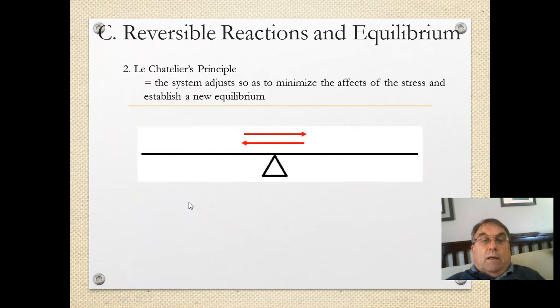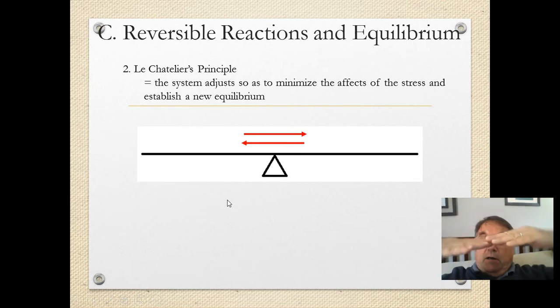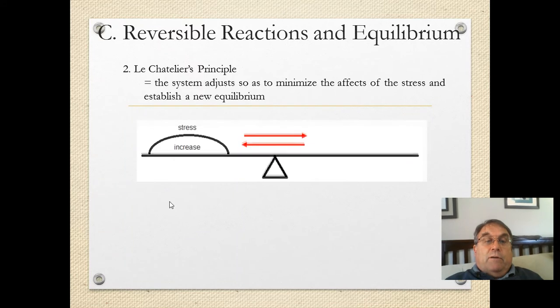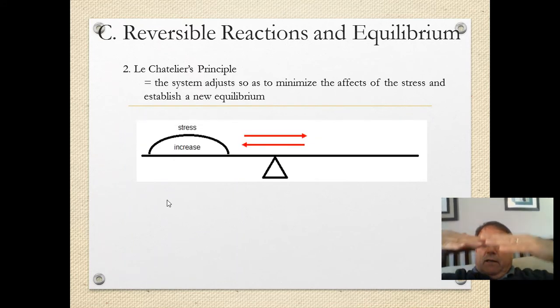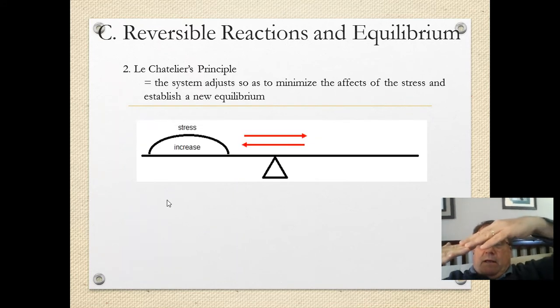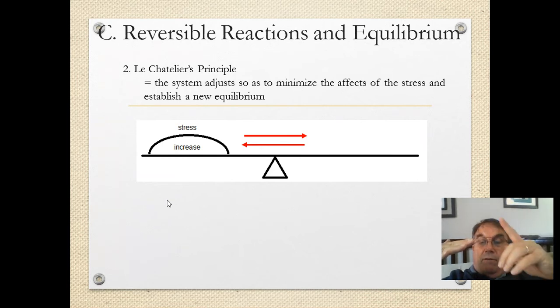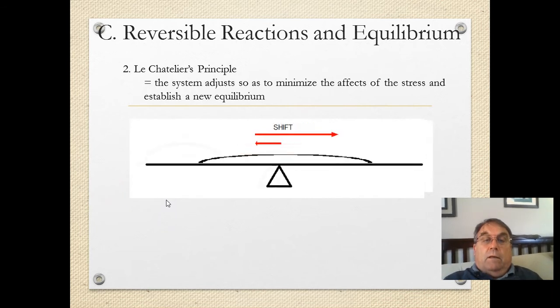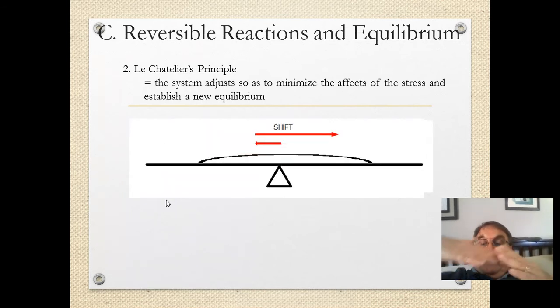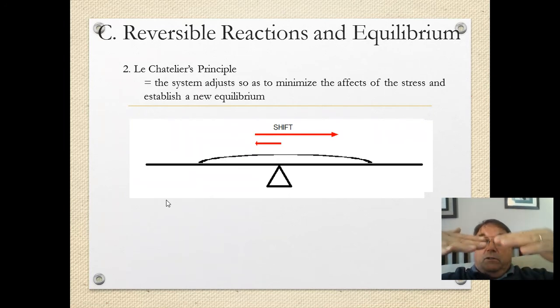Okay, so if you're visual, here's a system in equilibrium. We can use a teeter-totter to illustrate balance or equilibrium. If you increase a factor, then the teeter-totter is going to tip in that direction of increase. So what's going to have to happen? Well, it's going to have to shift away from that increase, so that it will reestablish the balance. The amounts will be different, but the proportion will be the same.